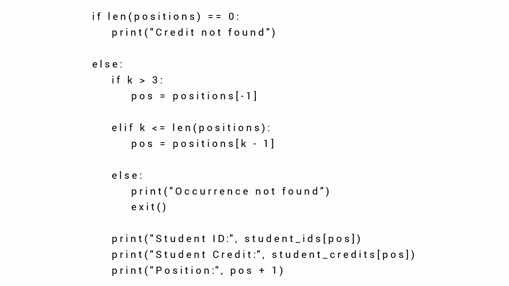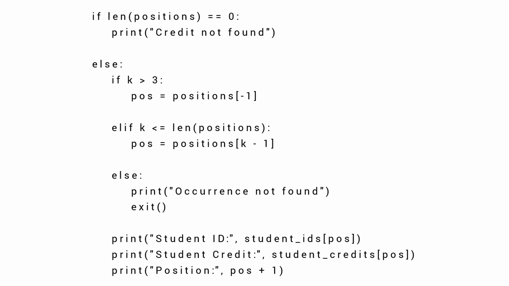If k is greater than 3, it will take pos as position of -1, meaning we take the last credit occurrence. And in the elif, it checks if k is lesser than or equal to the length of position, it will take the exact position of that credit and store it in pos. Otherwise it will say that the occurrence is not found and it will exit.